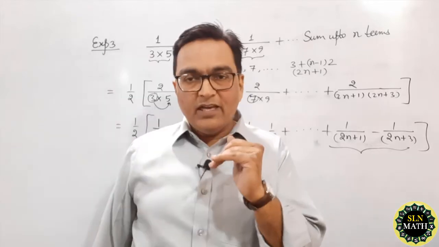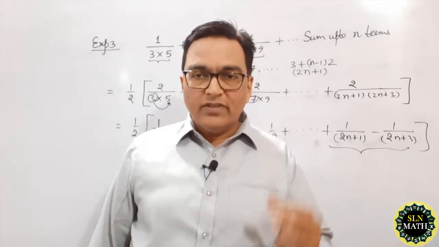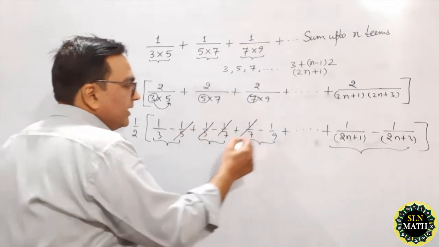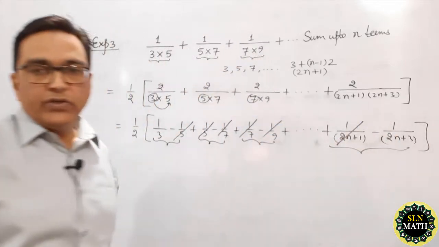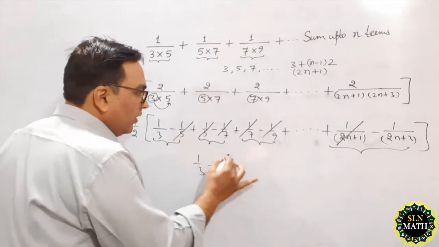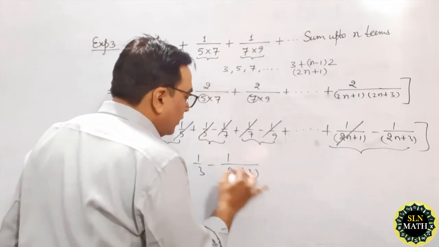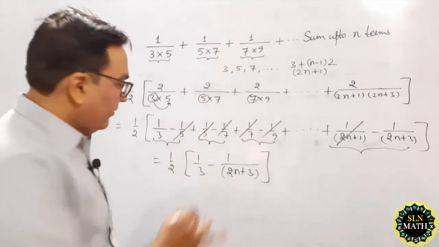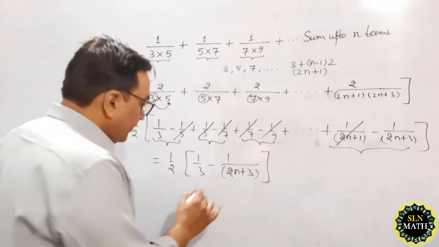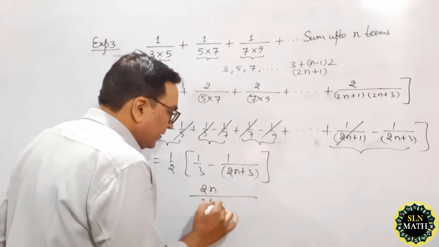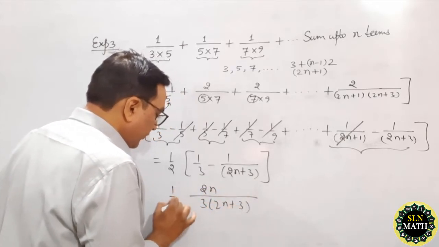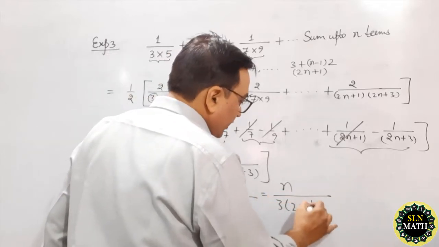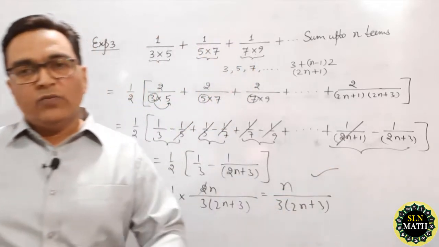So the minus will help you to cancel most of the terms with some other terms. So this 1 by 5, 1 by 7, this will be cancelled like this. Finally you are left with only two terms, 1 by 2n plus 3 and 1 by 3. Now you can easily take the LCM. The numerator 2n plus 3 minus 3, you will get 2n. The denominator is 3 into 2n plus 3. The 1 by 2, the 2 is cancelled and you get n upon 3 into 2n plus 3. So this is a very simple technique.